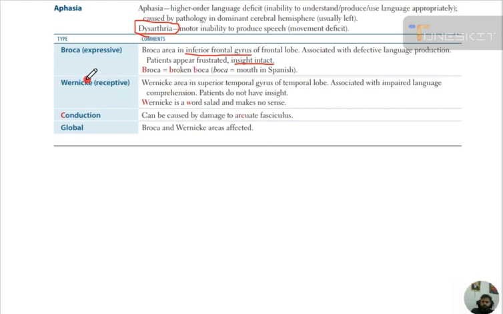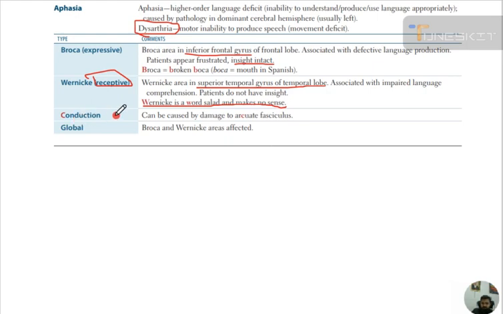So Wernicke aphasia is receptive aphasia, meaning we are unable to receive verbal stimulus. Wernicke area is located in the superior temporal gyrus of the temporal lobe, associated with impaired language comprehension. The patient does not have insight. Wernicke is a word salad and makes no sense. Just as this sentence makes no sense to me, patients with Wernicke aphasia make no sense of what they are speaking when they speak.